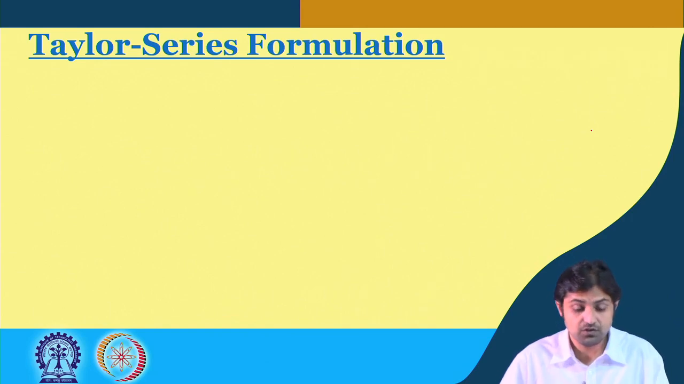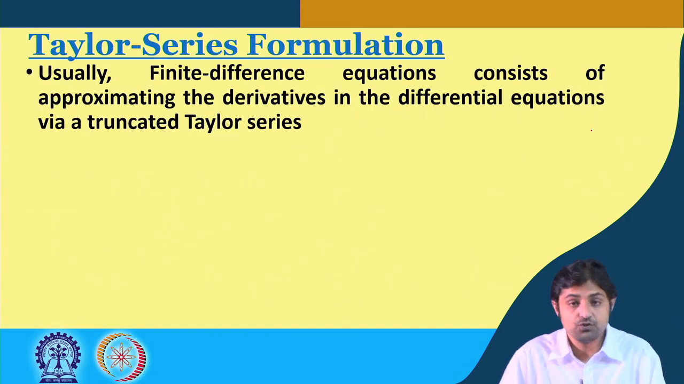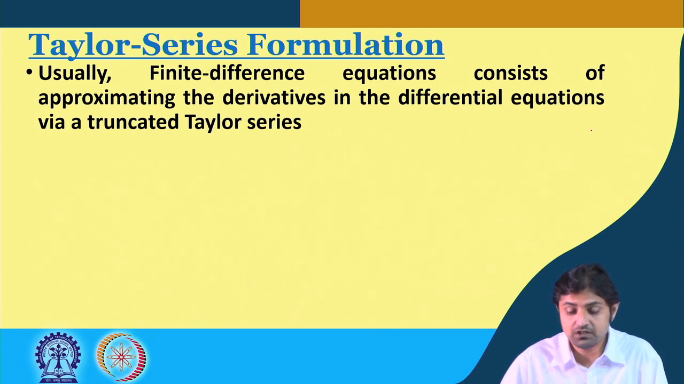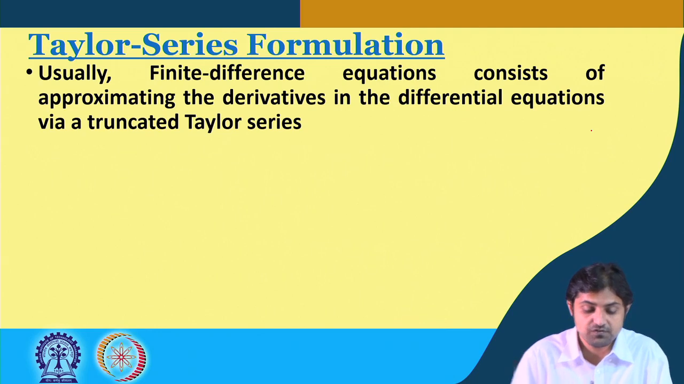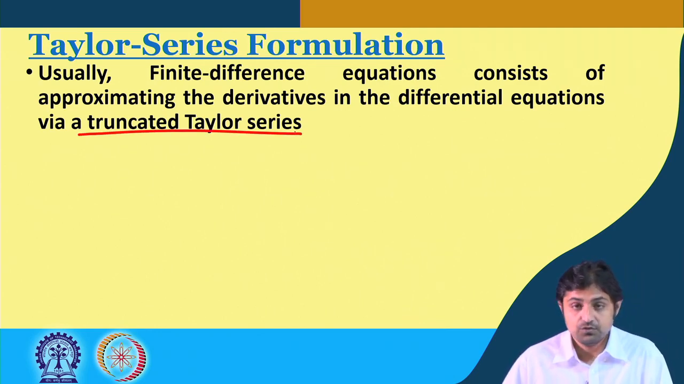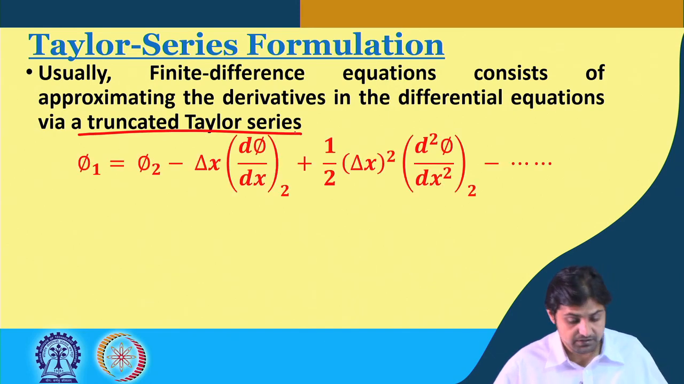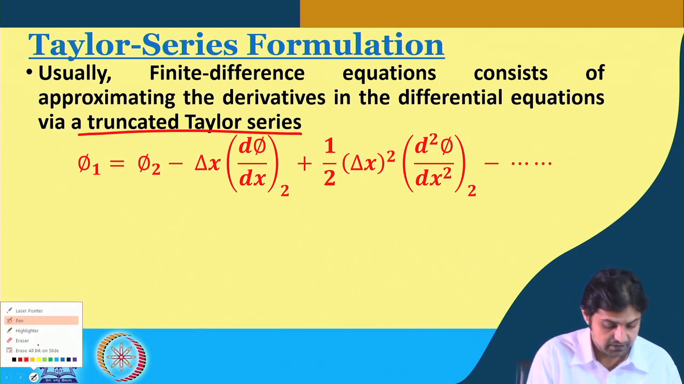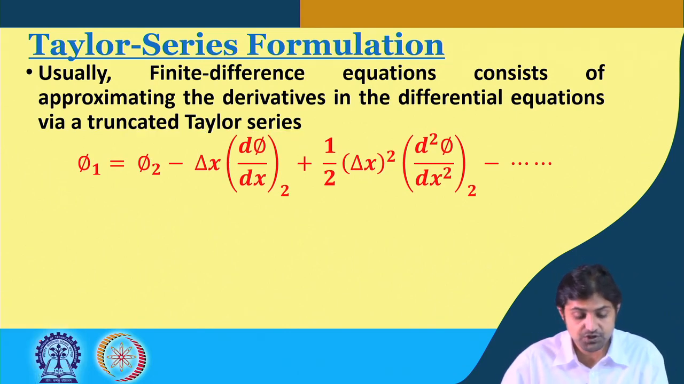There is something called the Taylor series formulation which we generally use. Usually, the finite difference equation consists of approximating the derivatives in the differential equations via truncated Taylor series. So, how do we approximate the derivatives in the differential equation? Using a truncated Taylor series, which looks like this. I am pretty sure you have read that in your maths class.